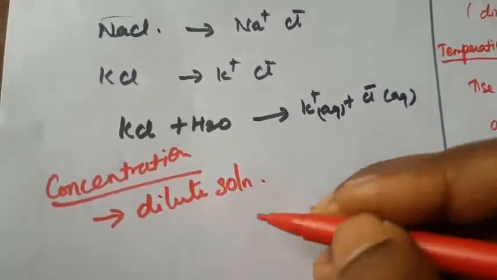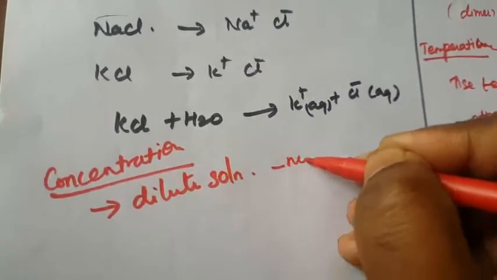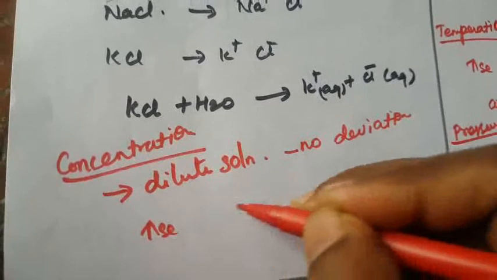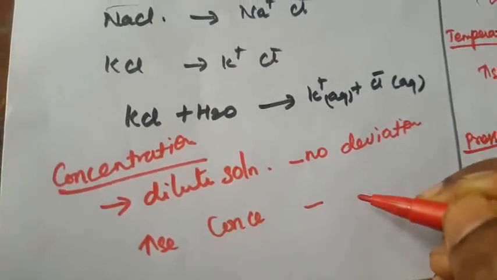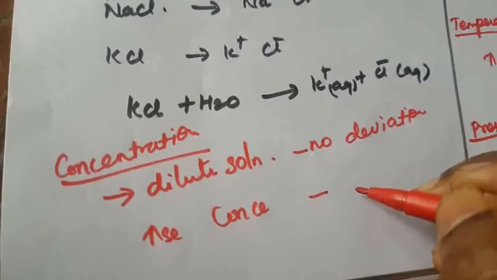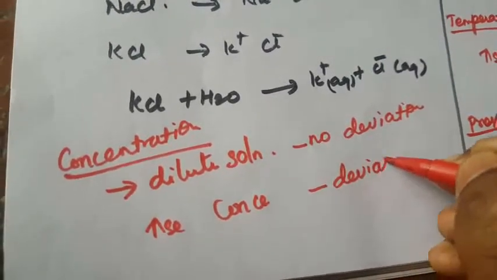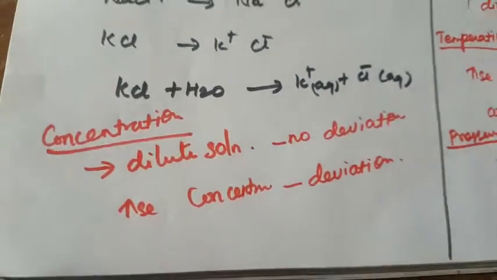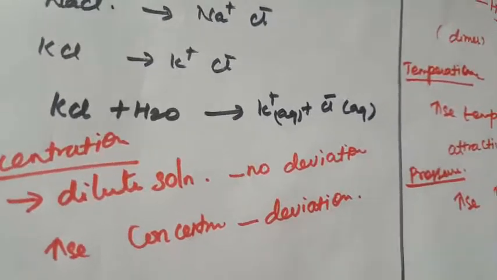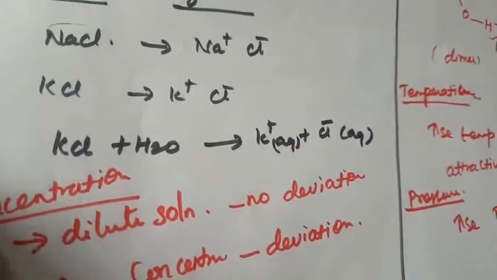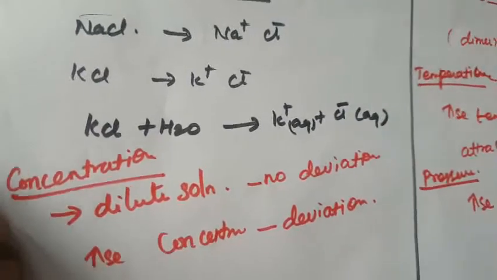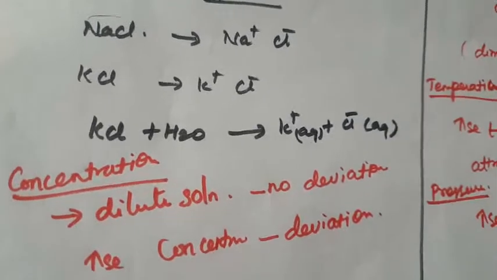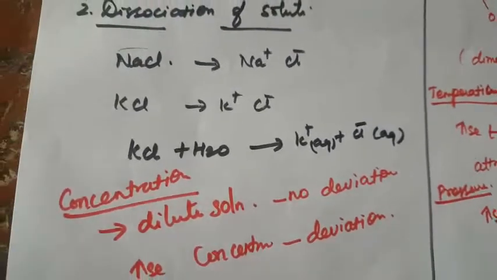When the concentration is increased: dilute solution, no deviation, but by increasing the concentration and adding solute, the interaction becomes significant. That is also deviation. The intermolecular force of attraction increases, so that is the reason the deviation occurs. These are the factors responsible for the deviation from Raoult's law.